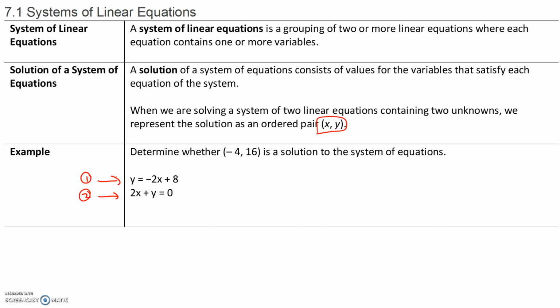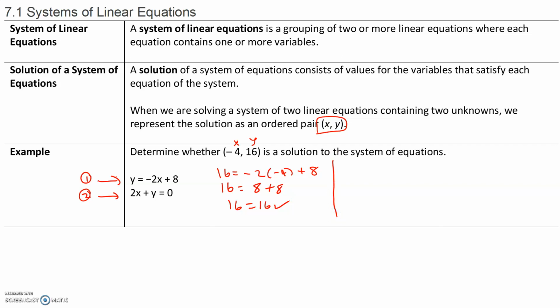For example, determine whether (-4, 16) is a solution to the system of equations. So in this case, our x value is -4 and our y value is 16. So we replace the y value with 16 and we replace the x value with -4. And we check, is that a true statement? So we get 16 on the left side, -2 times -4 is 8, and so we get 16 equals 16. So this point satisfies the first equation.